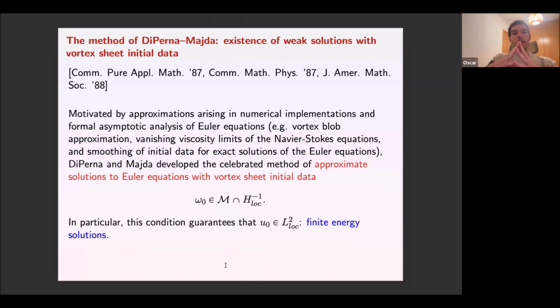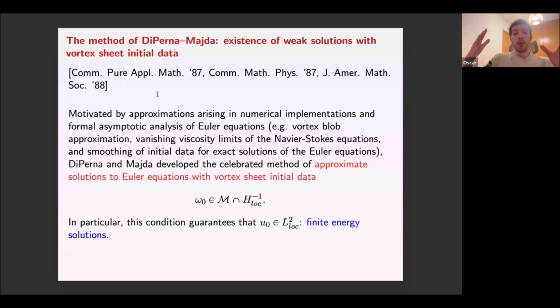The answer to both questions is well known, and this was developed in a series of influential papers by DiPerna and Majda in the late 80s. Here you can see these three references, and these papers are highly cited in the area. In these papers, the authors, motivated by approximations arising in numerics and also working with the asymptotic analysis of Euler equations, developed the celebrated method of approximate solutions to Euler equations.